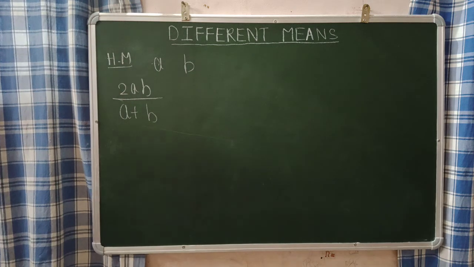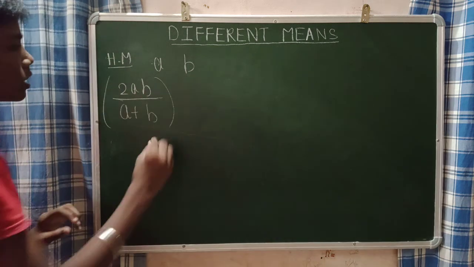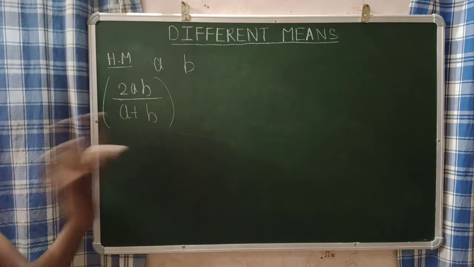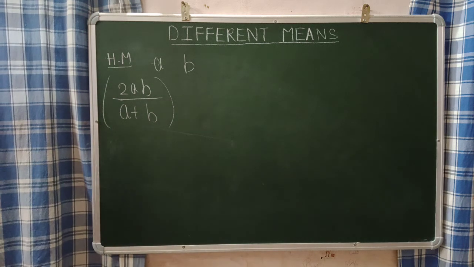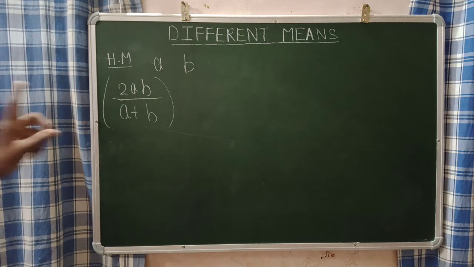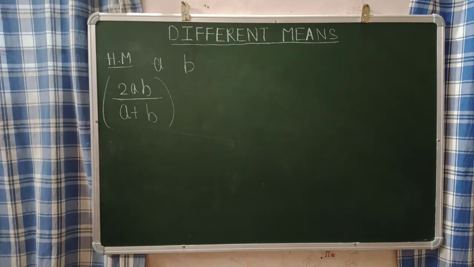Please remember, the harmonic mean of two non-zero numbers a and b. I am not saying positive, I am just saying non-zero. For the geometric mean only you should say positive. So the harmonic mean of two non-zero numbers a and b will be 2ab by a plus b. Correct? I hope you understand.